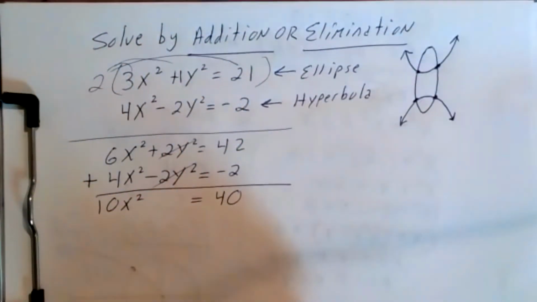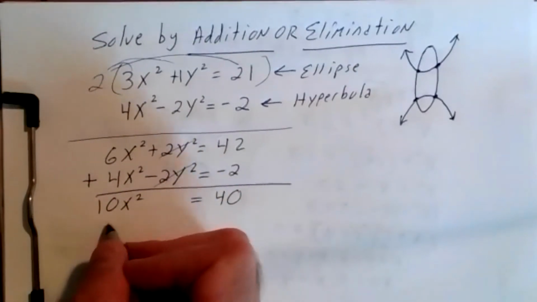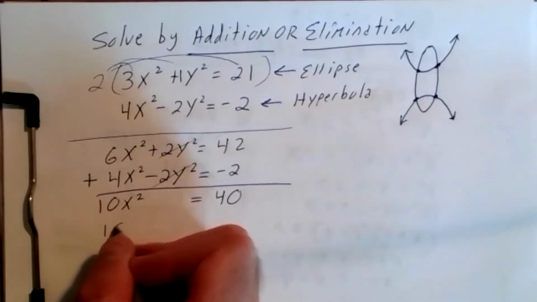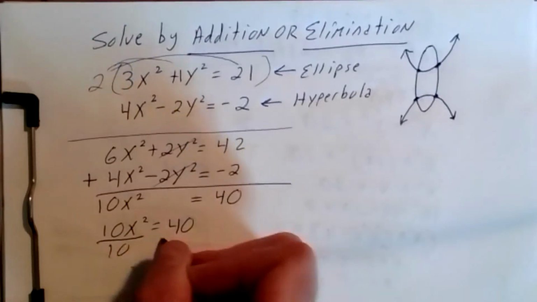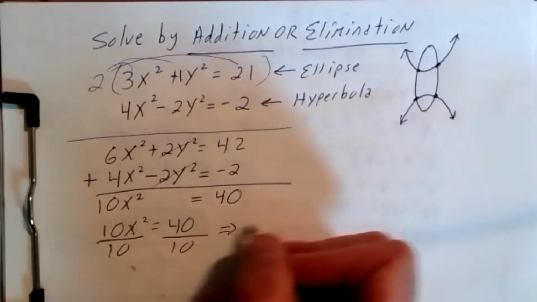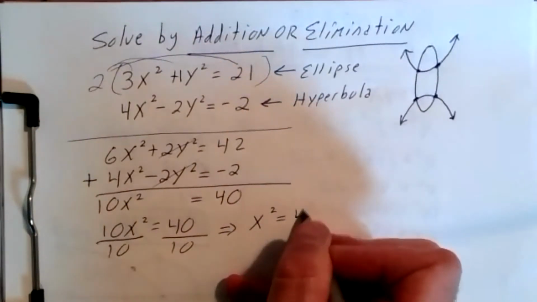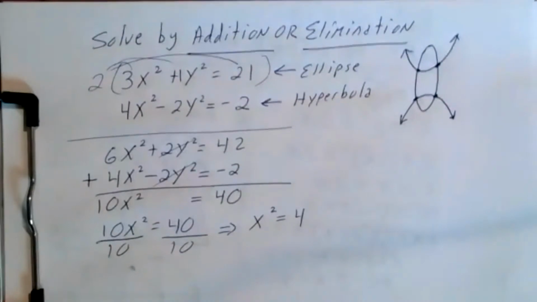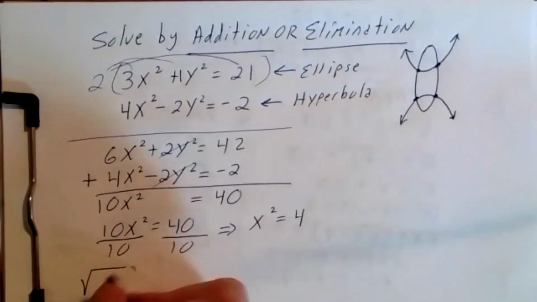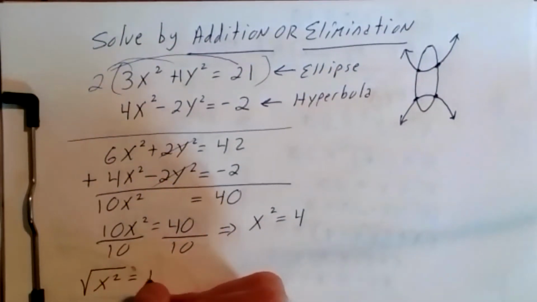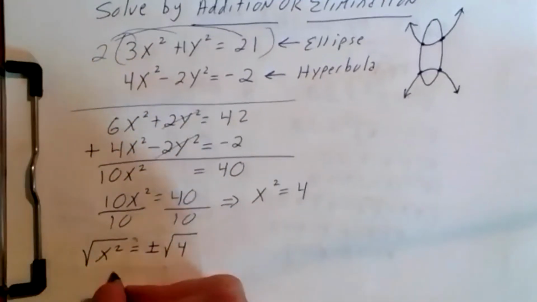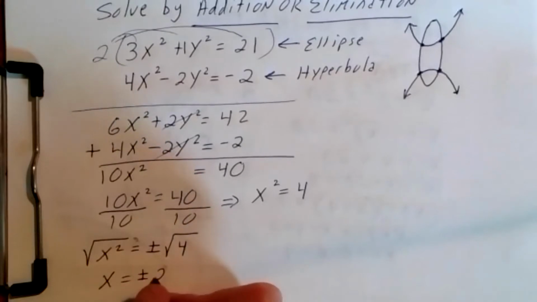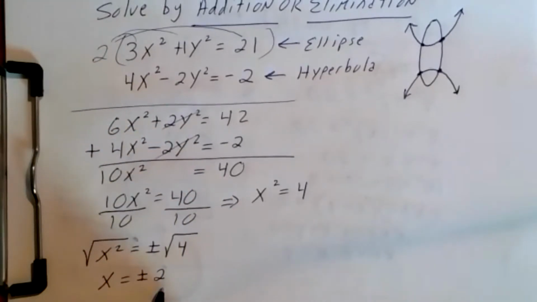Ladies and gentlemen, we can now solve for x. To solve for x, we isolate the x squared on the left side of our equation by dividing both sides by 10. Hence, this implies that x squared is going to be equal to 4. Now we take the square root of both sides of our equation. Don't forget to take the plus or minus square root of the number side, in which case we have x is equal to positive or negative 2.